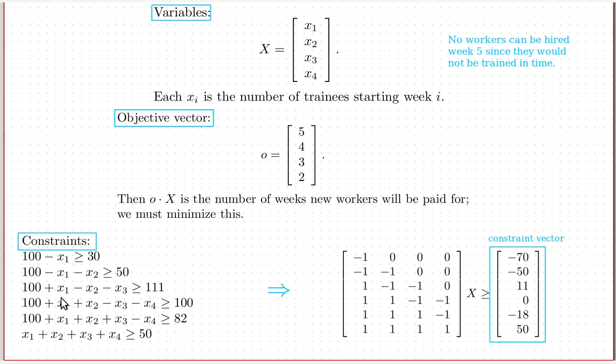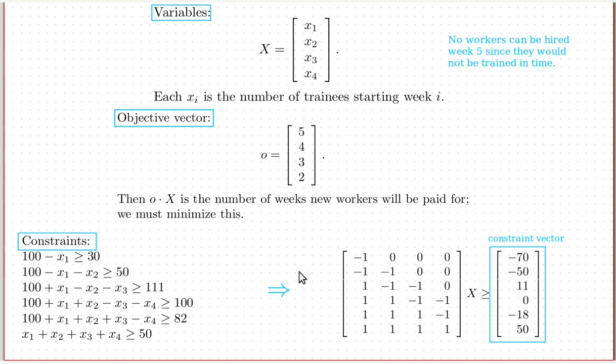Now, to write these in matrix form, so I'll be able to enter these in Mathematica, I'll bring these constants of 100 over to the right side, and then write these inequalities in matrix form. So if I bring the 100, this becomes negative 100 plus 30, so I get negative 70, negative 50, 11, 0, negative 18, 50. These are the constants on the right side. This will be our constraint vector.